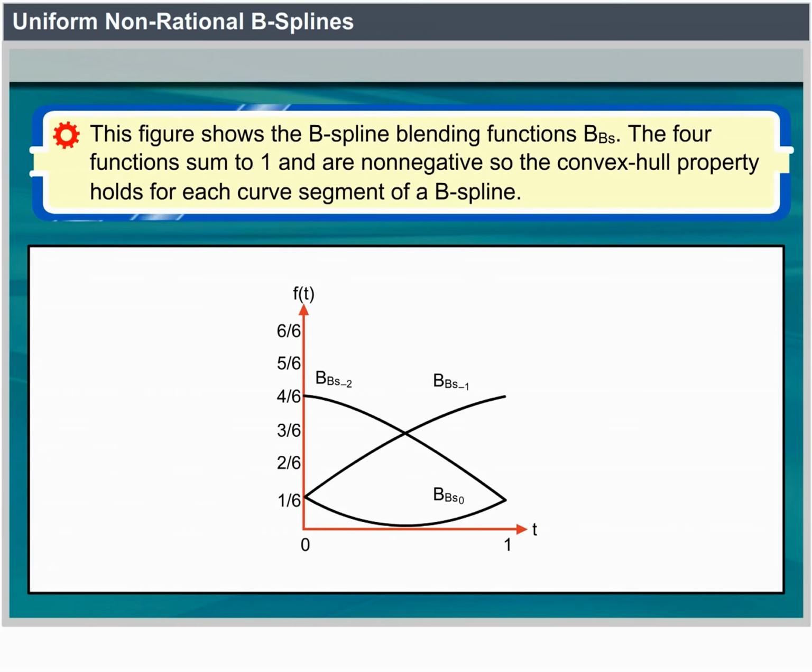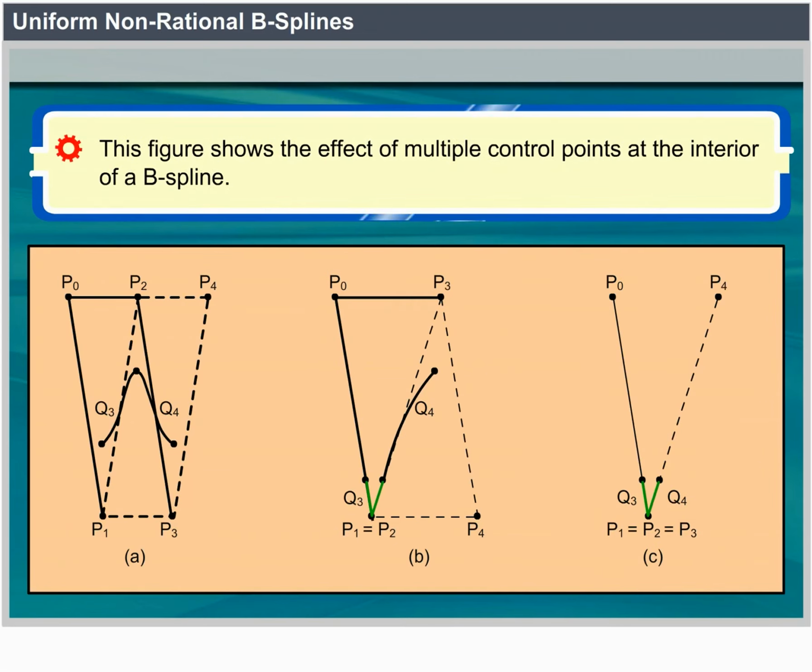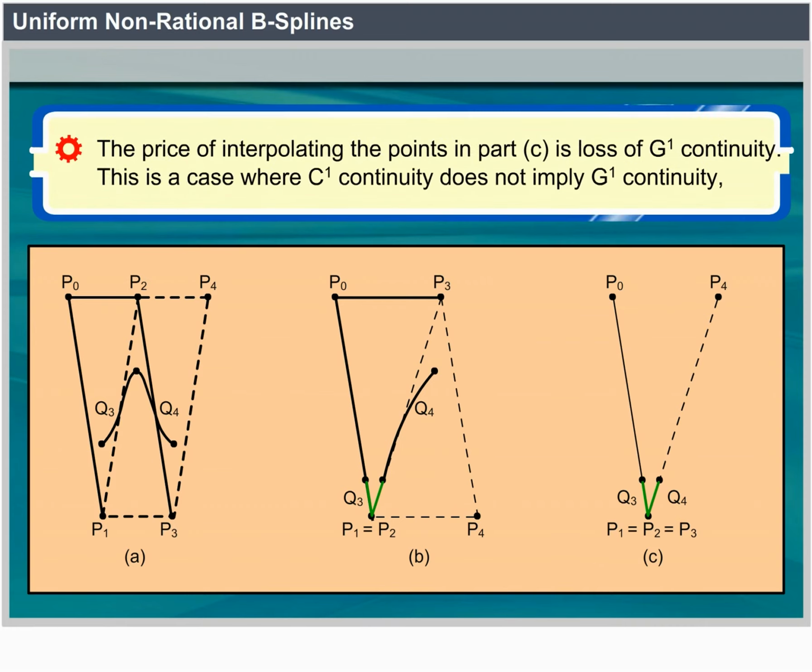This figure shows the effect of multiple control points at the interior of a B-spline. The price of interpolating the points in part C is loss of G1 continuity. This is the case where C1 continuity does not imply G1 continuity.